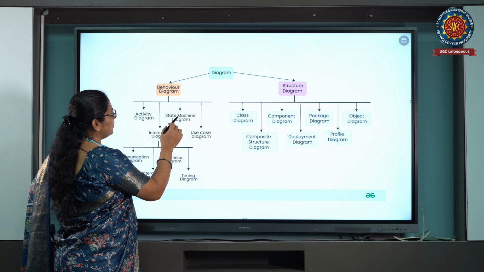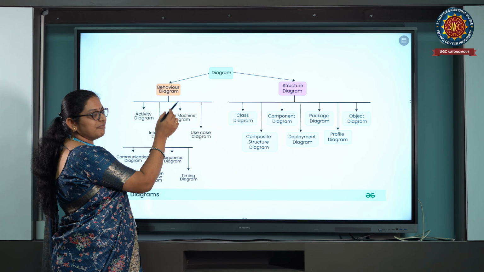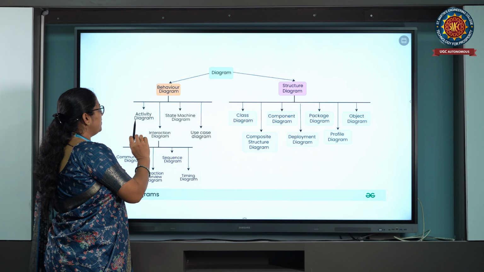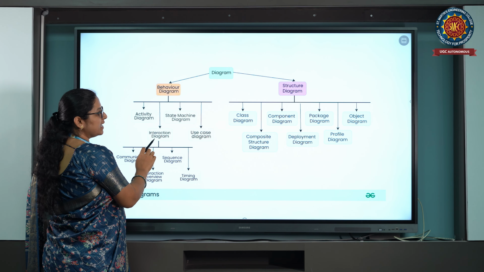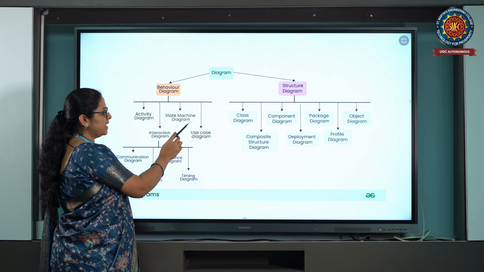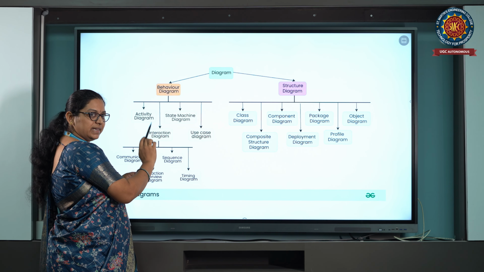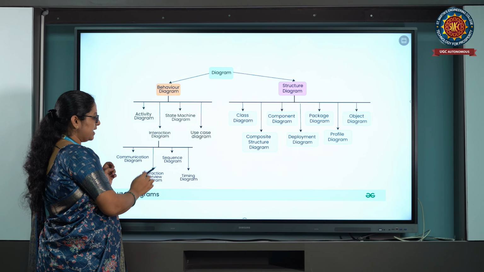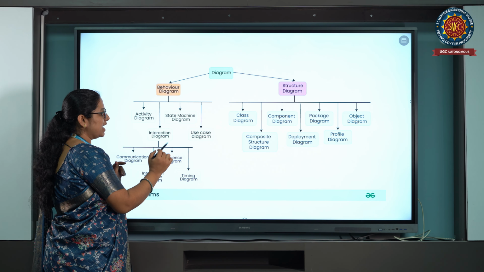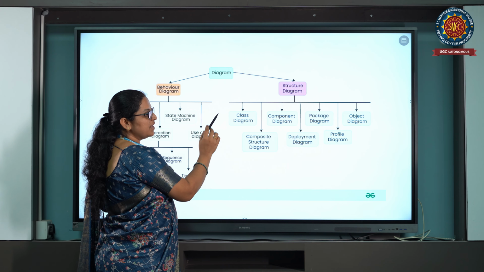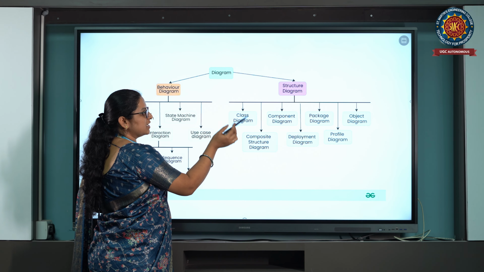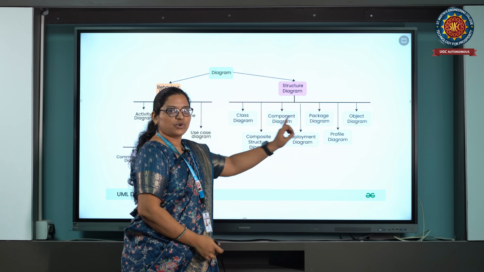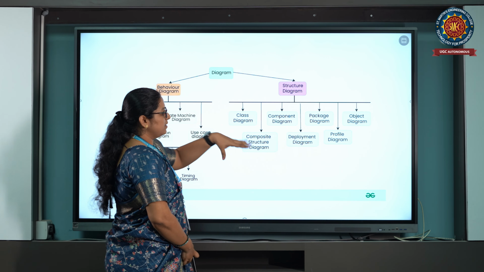In UML diagrams, we have two types, that is behavioral diagram and structural diagram. In behavioral diagram, we have activity diagram, interaction diagram, state machine diagram, and use case diagram. In interaction diagram, communication diagrams, sequence diagrams, interaction overview diagrams, and timing diagrams are there. In structural diagram, class diagrams, composite structure diagrams, component diagrams, object diagrams, package diagrams, profile diagrams are there.